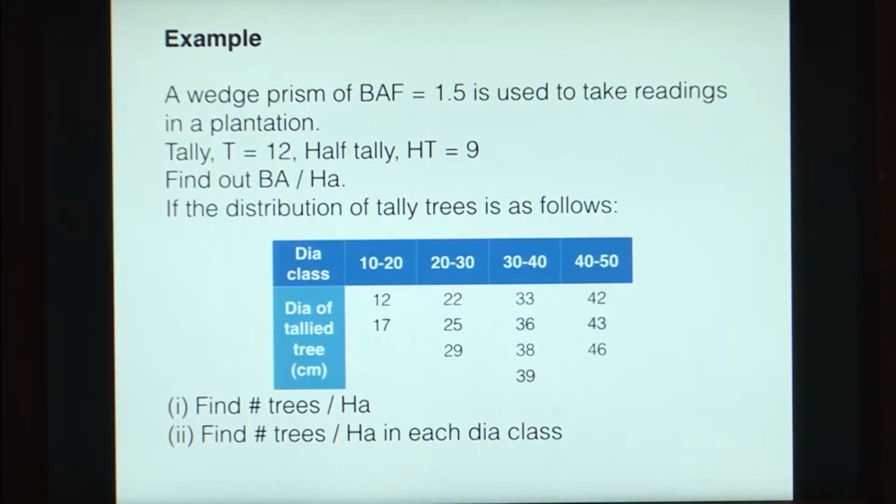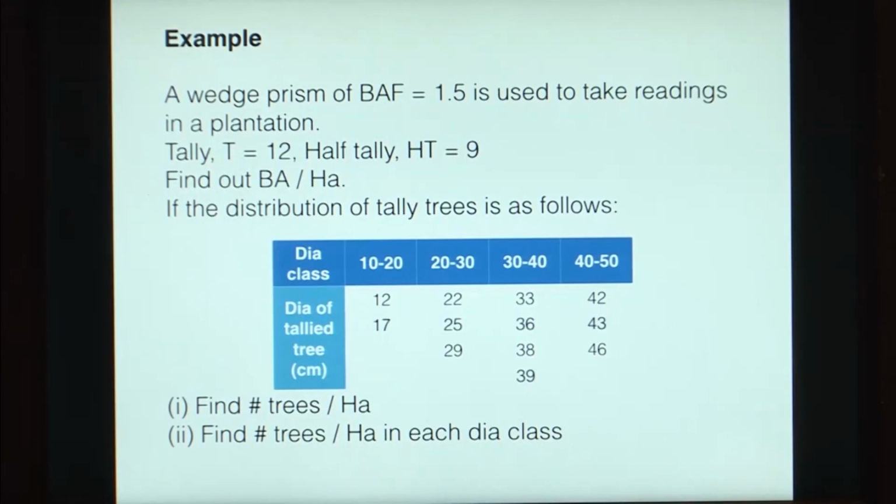So here is the problem. There is a wedge prism of basal area factor equal to 1.5. So you have fixed your BAF, that is 1.5, and it is used to take readings in a plantation. Now the number of full tallies here is 12 and the number of half tallies is given to be 9. We need to calculate the basal area per hectare. So that is the first part of the problem. Let us solve that first.